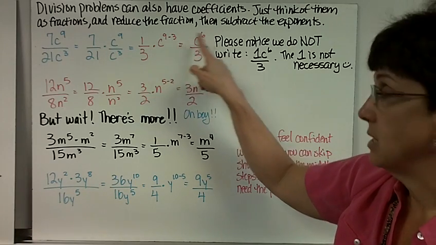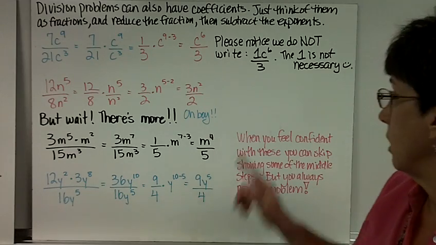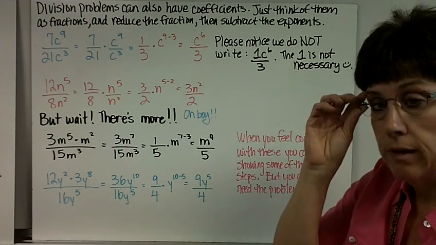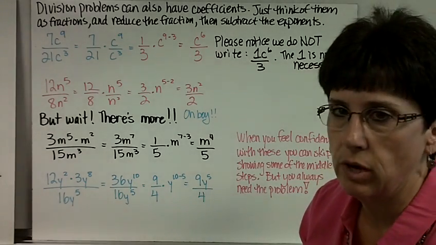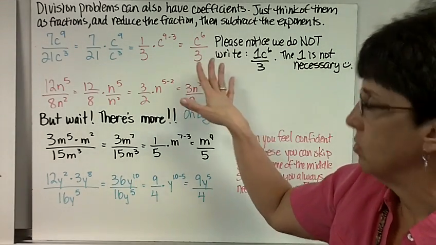9 minus the 3 is 6, but please notice we don't write 1c to the 6th over 3. The 1 is not necessary, okay? I don't want you to get in the habit of writing it. Sometimes it'll be there, but right now I don't need you to do that.